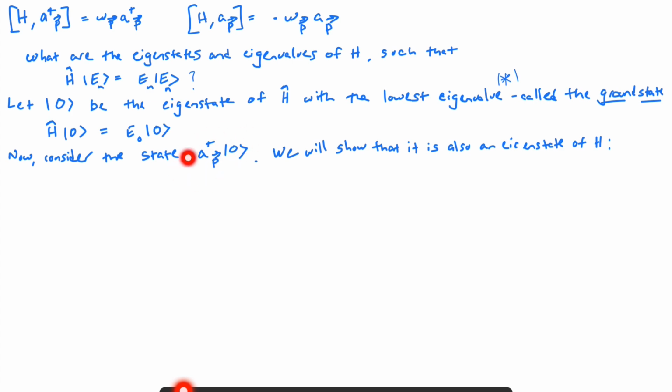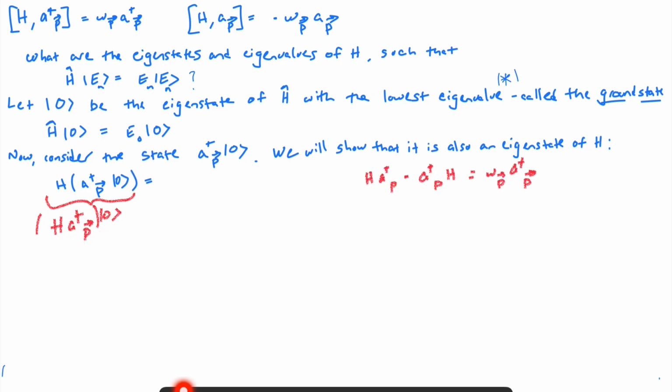We're going to show that this new state is also an eigenstate of H. So this was an eigenstate of H with the lowest possible eigenvalue, and we're going to show that this whole combination is also an eigenstate of H. The fastest way of showing that is this. Let's just hit this new state with the operator H. Well, this by definition is H a dagger sub p acting on |0⟩. I can change these parentheses around.